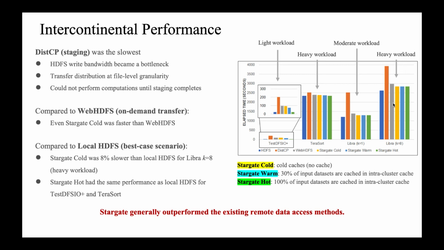When Stargate had all data cached, which means Stargate hot, it showed the same performance as local HDFS for TestDFSIO Plus and TeraSort. Generally, Stargate outperformed the existing remote data access methods.